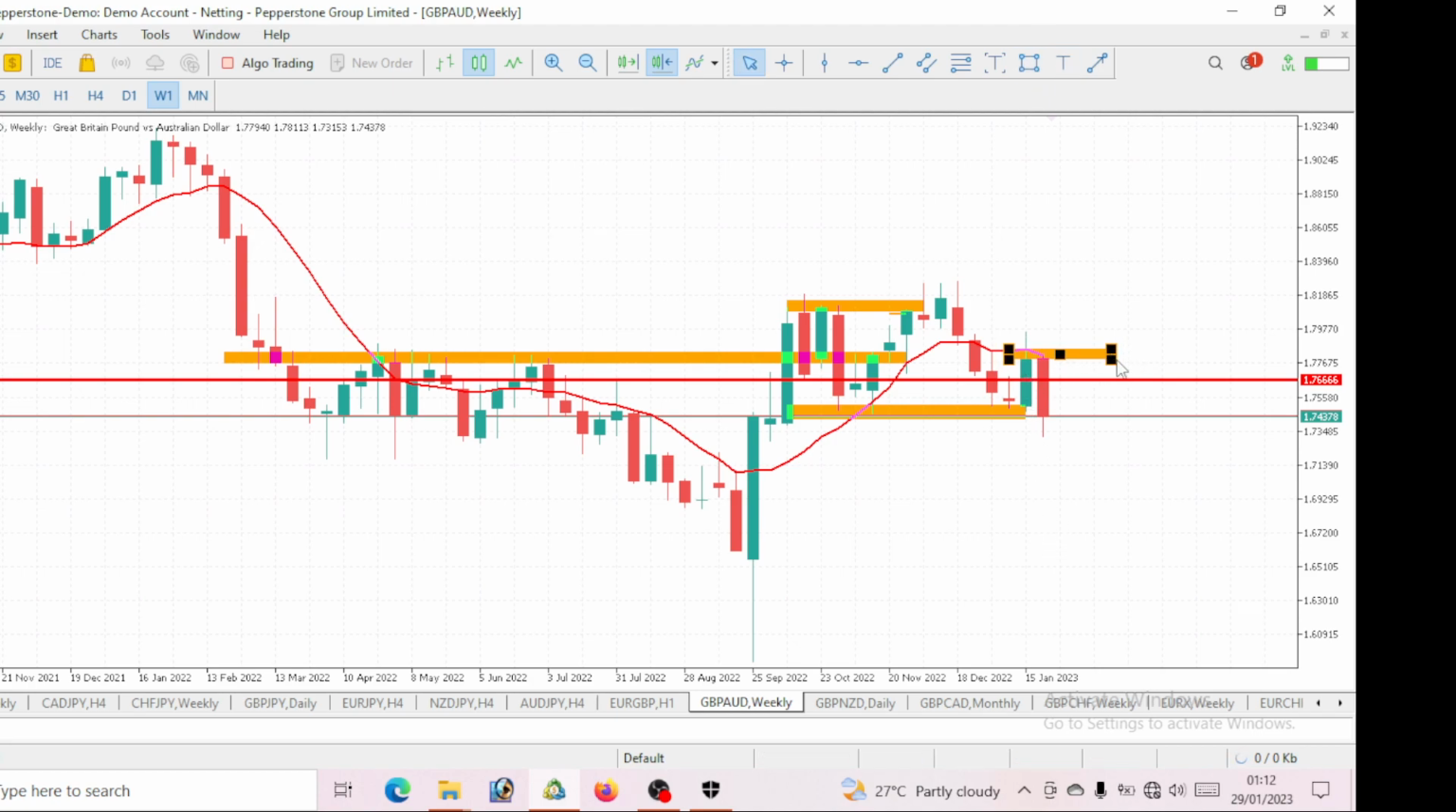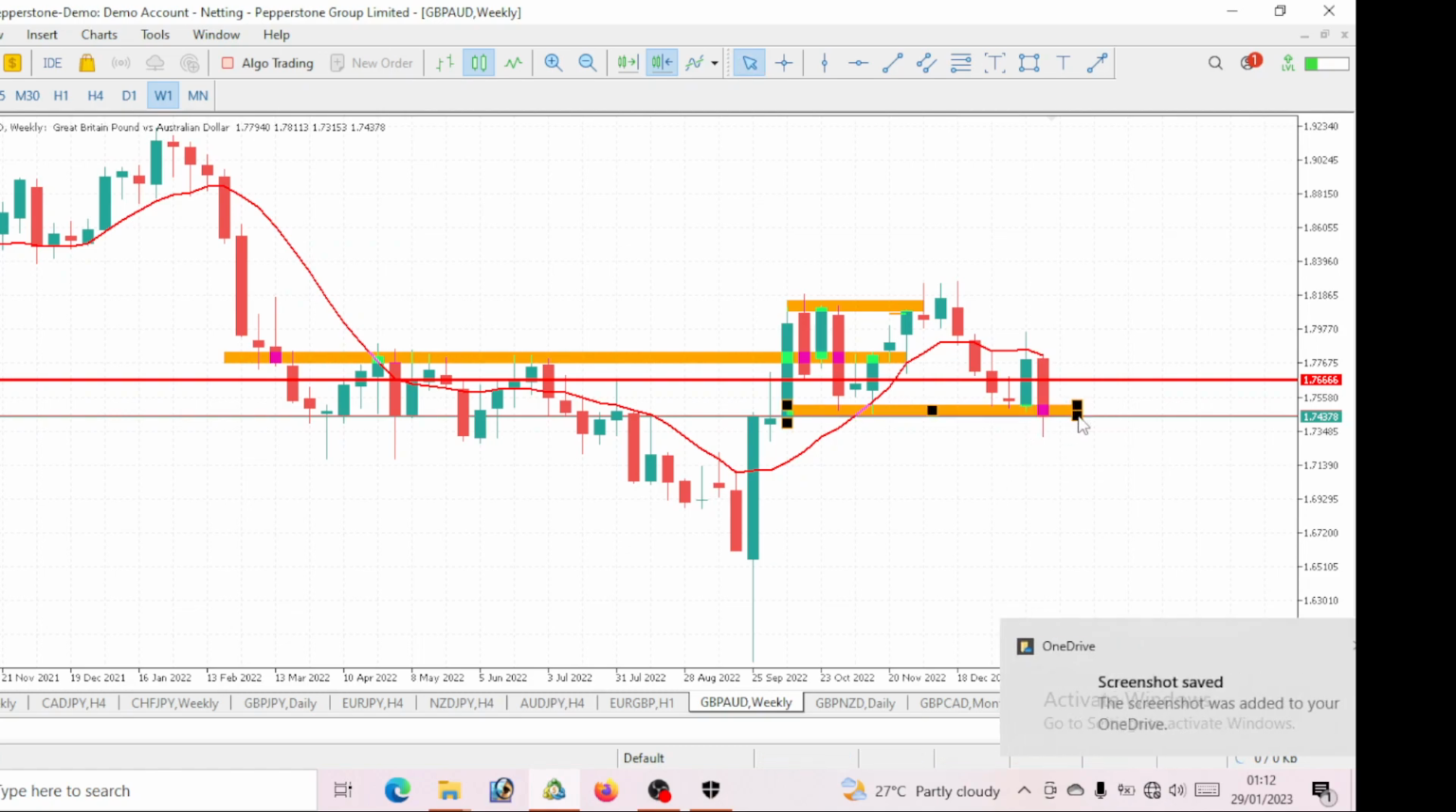But I strongly believe GBPAUD will go bullish this week. So in case it does not, then you should be watching out for it in 2 weeks time. So GBPAUD, this low has come to test.